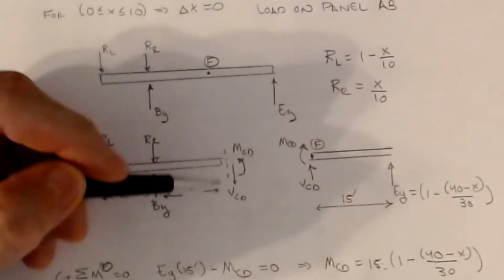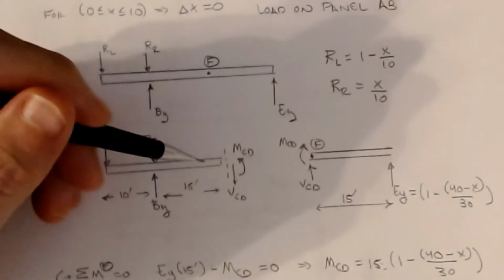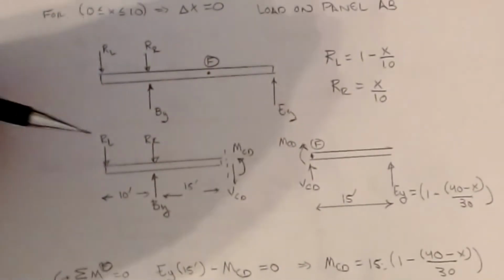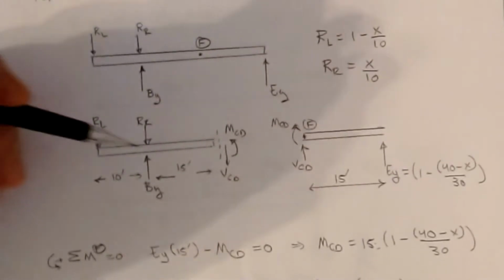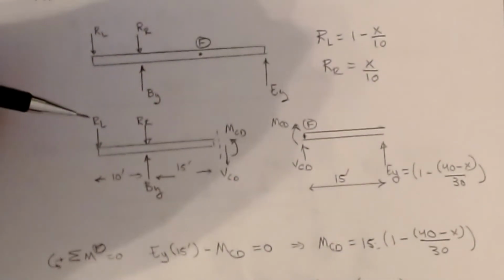Okay, so now to find the internal effects, what we're looking to figure out in this example is the influence line for the shear and the influence line for the moment. In order to see those, we have to cut. And so I've drawn both sides of the free body diagram.